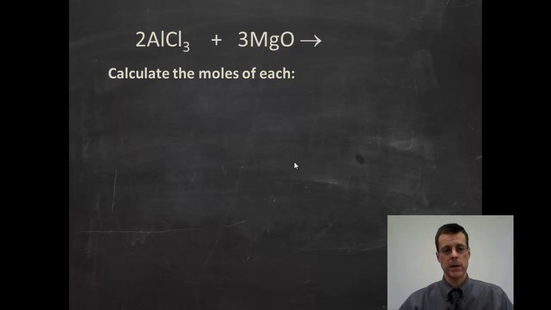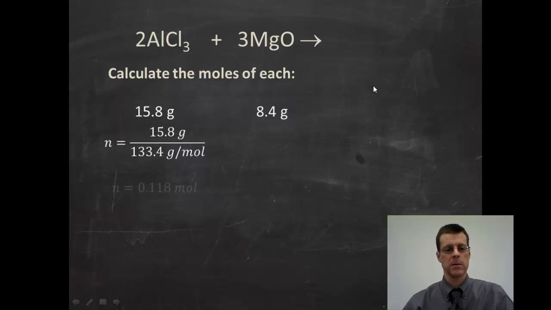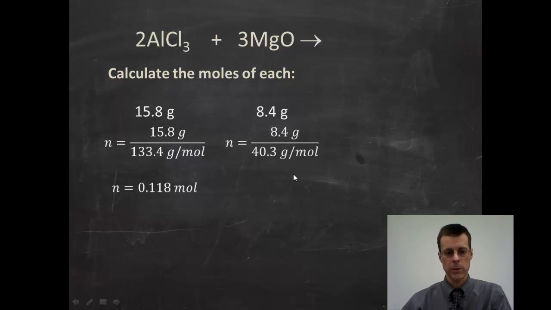Reactant side. I'm going to calculate the number of moles of each. That's what we've been doing for a long time. That's our triangle back here, right? Number of moles is mass divided by molar mass. So take my mass, divide by the molar mass. Molar mass of aluminum chloride is 133.4. Divide that, I get 0.118 moles. Do the same thing for magnesium oxide, and I get decimal 208.